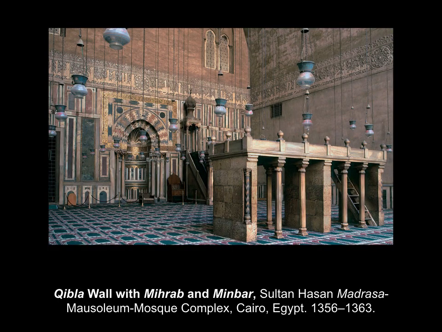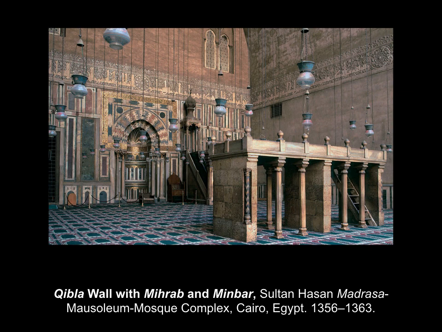Here's an example of a Qibla wall from inside a mosque in Cairo. The Qibla wall is lavishly decorated, which also helps you to identify the correct direction. Other words you'll see in that caption, which are important, are the mihrab and the minbar. The minbar is that platform in the foreground, and that's the platform from which prayers can be read and the Quran can be read to sort of lead the community in prayer. The mihrab is the niche in the Qibla wall.